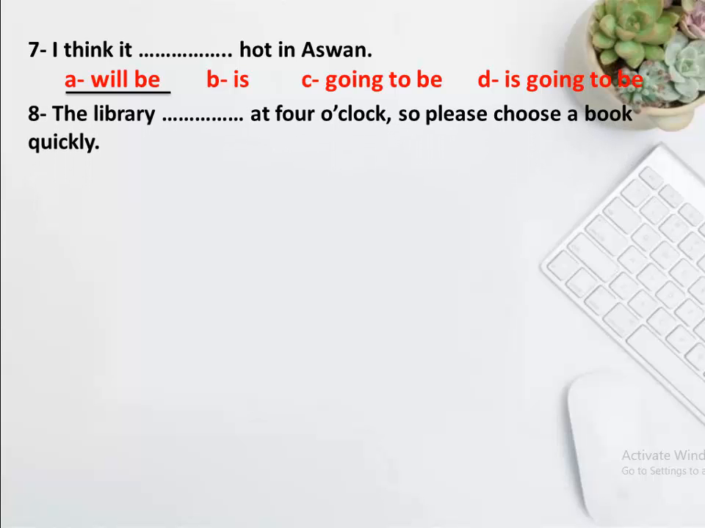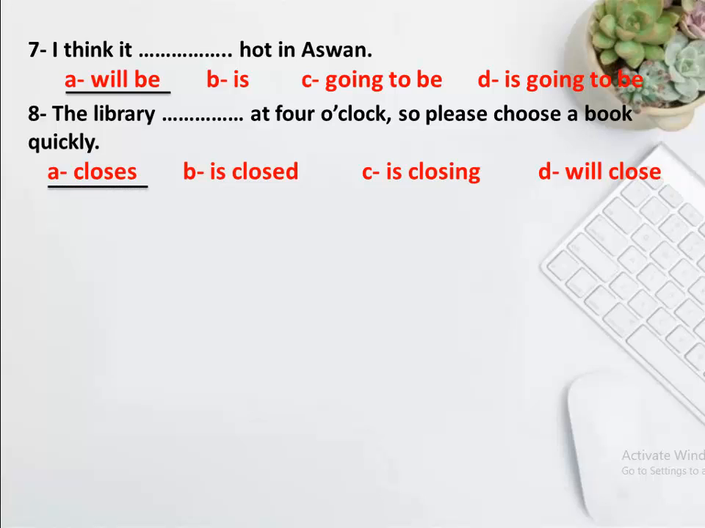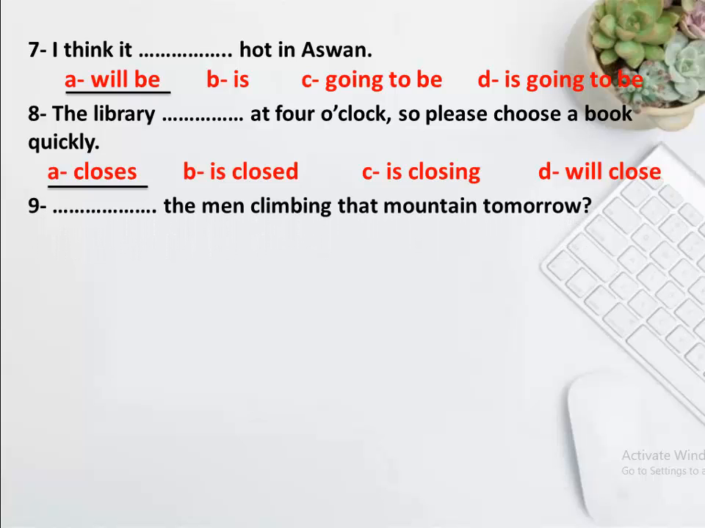Number 8: The library ___ at 4 o'clock, so please choose a book quickly: closes, is closed, is closing, will close. The library closes because it's a fixed time. Number 9: The men ___ climbing the mountain tomorrow: is, are, do, does. We use are because the men is plural. And climbing is verb plus ing, so it is present continuous.